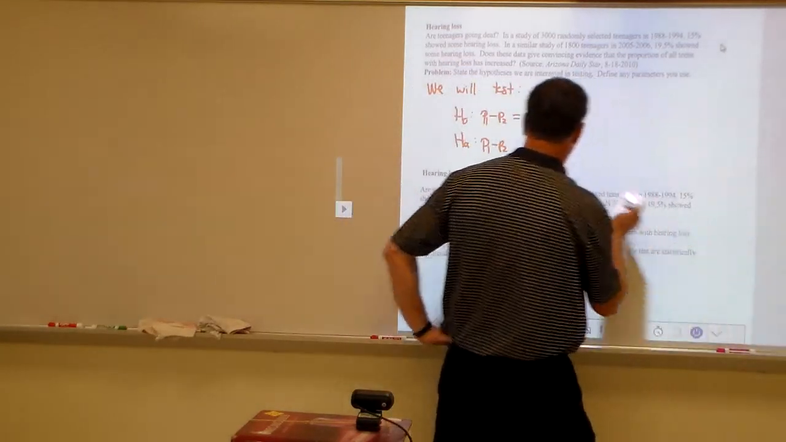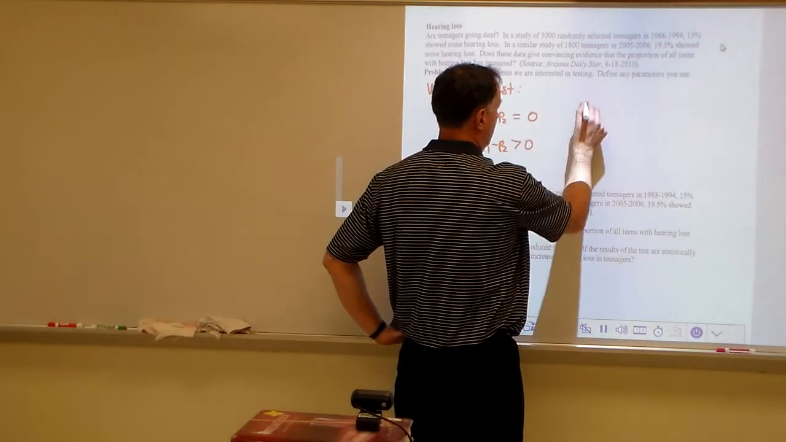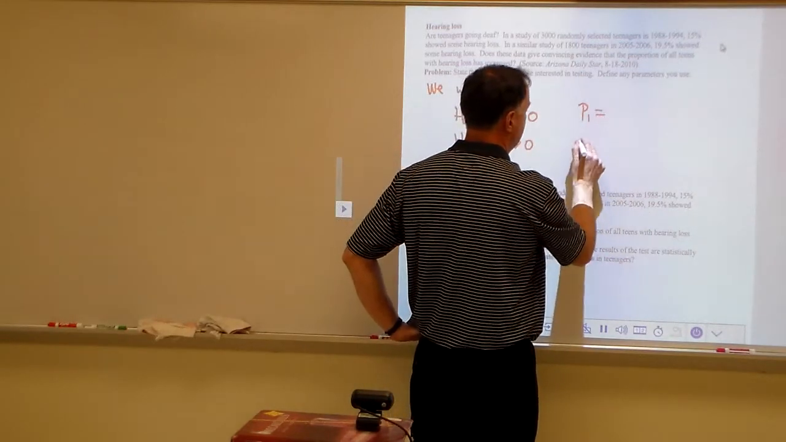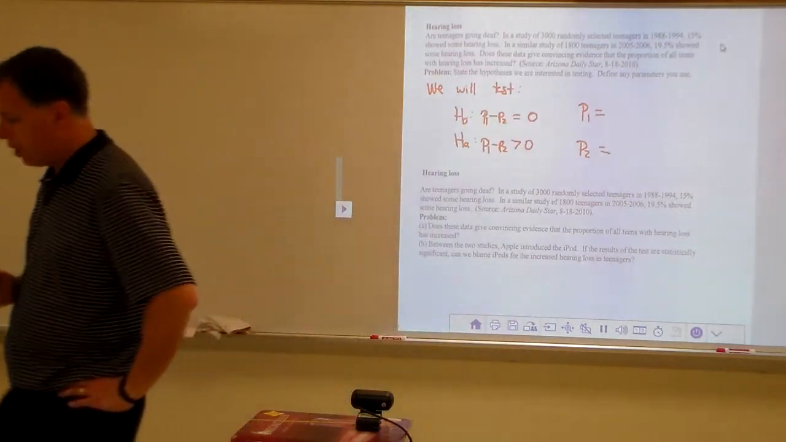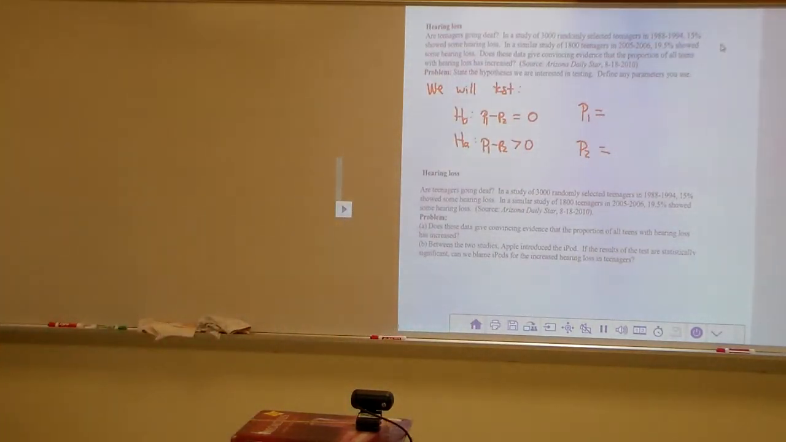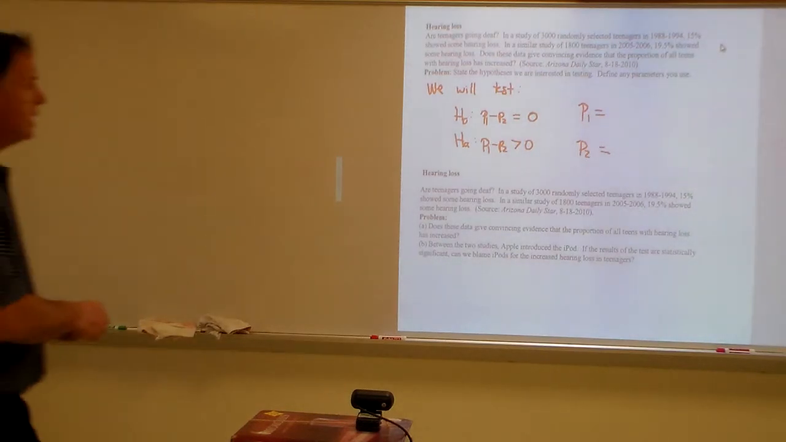P1 minus P2 is greater than 0. And then we have to label what our P1 and our P2 are. Okay? So P1, okay, is going to be the later of the 2 years. So I just want to verify that before I start writing this down.